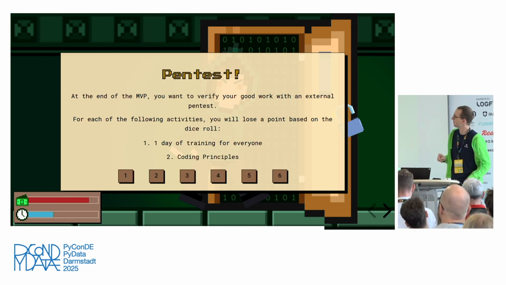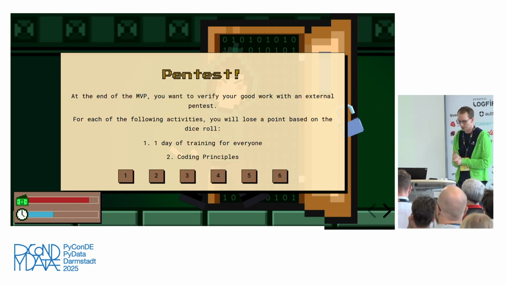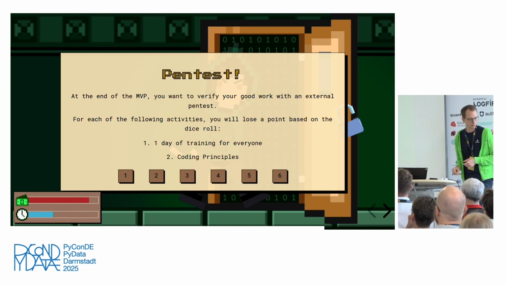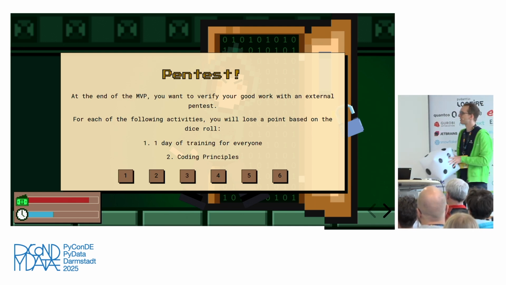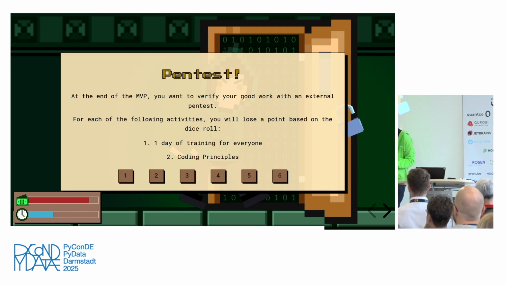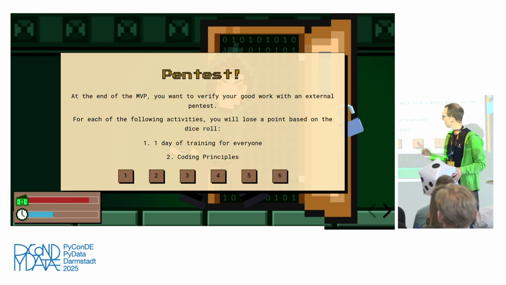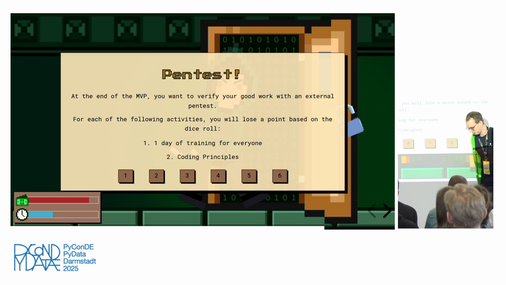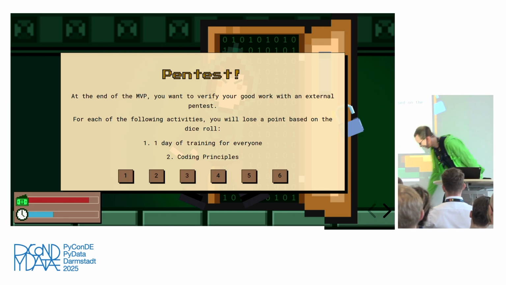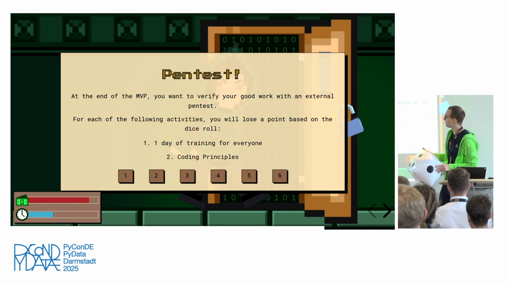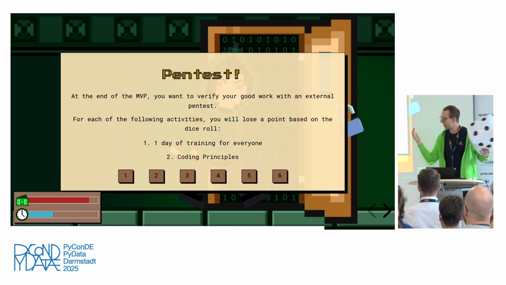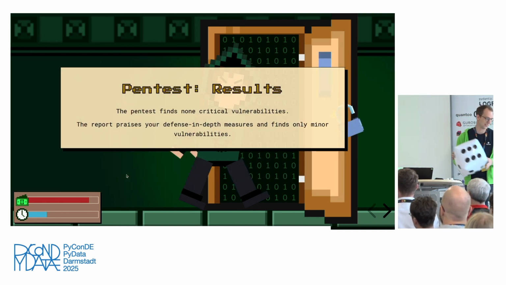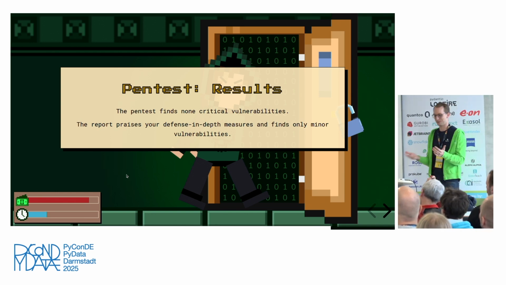You made two very good decisions up front. The one day of training was very nice, and making the coding principles was a very good idea. So I will subtract 1 point for each of these two decisions you made. We roll the dice again, and lucky, we have a 2, and we subtract 2. So I do not have a 0, so we go for 1. But yeah, that was a very lucky outcome, and you made some good decisions.